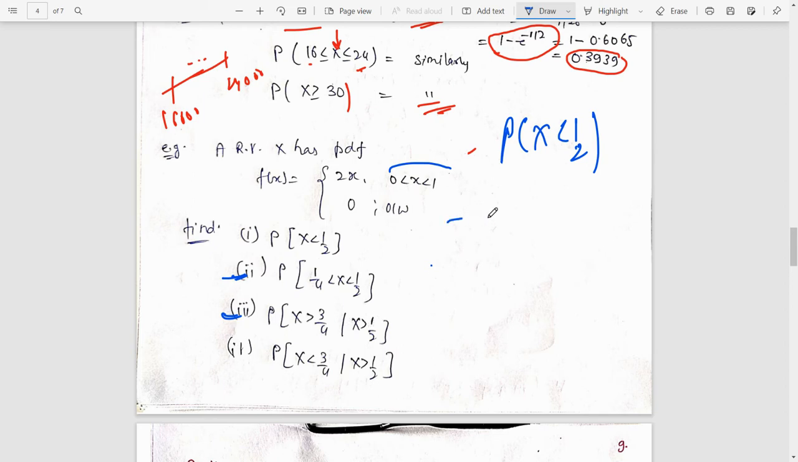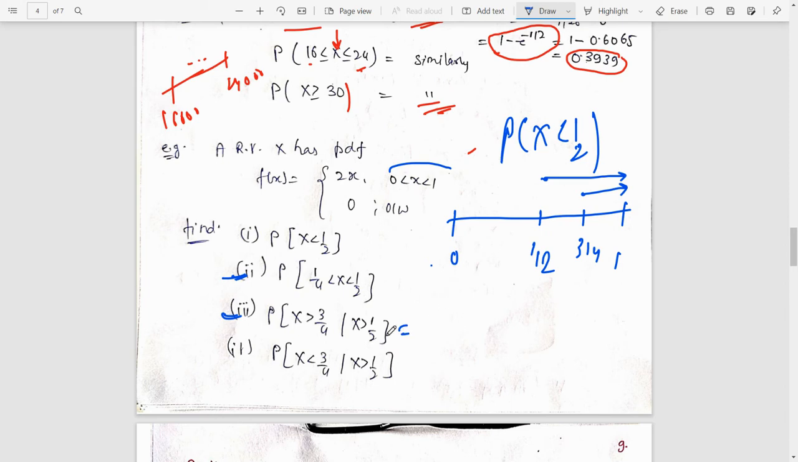So this is your number line. This is your 0, this is your 1, and let's say this is 1/2 and this is 3/4. It's asking: what is the probability that x is greater than 3/4 if x is greater than 1/2? x greater than 1/2 means from 1/2 to 1. So this is the probability we are asking.